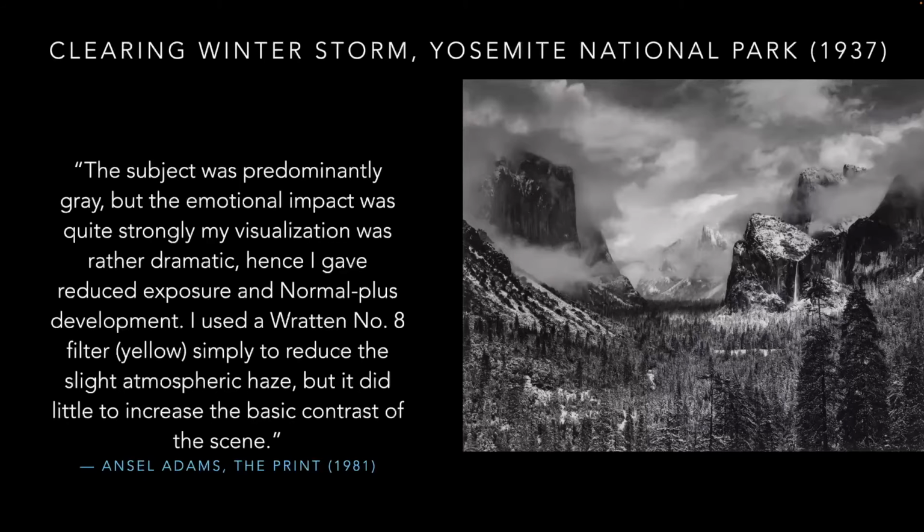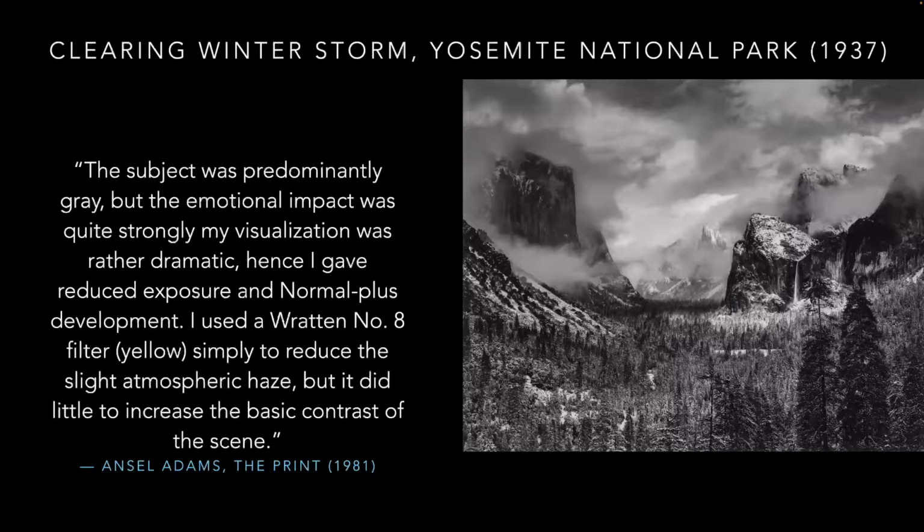"I used a Wratten #8 filter." That's a yellow filter, simply to reduce the slight atmospheric haze, but it did little to increase the basic contrast of the scene. So this is just his capture settings. He's going and he's seeing this and he's saying, well, this is the mood that I want. I mean, it's pretty flat and gray out here today, but boy, this would be dramatic if I make sure I capture this sky in the right way. So I'm going to use a filter, because again, a yellow filter would add contrast generally to skies to get those clouds. And I'm going to use this kind of exposure setting, and then I'm going to bump it back up when I develop this negative when I get back home.